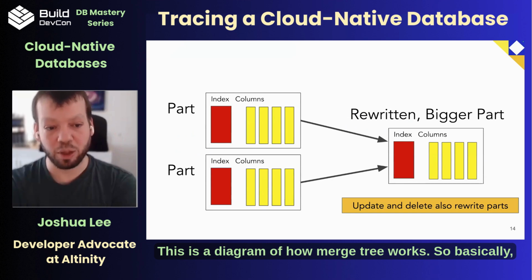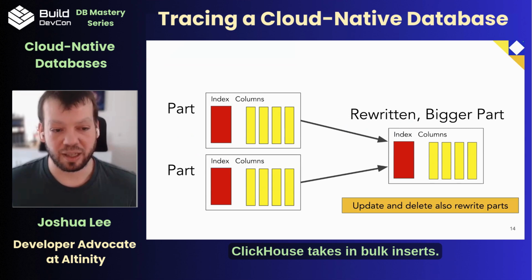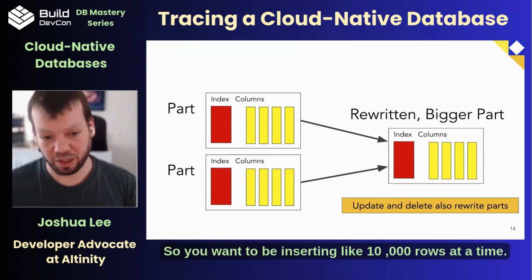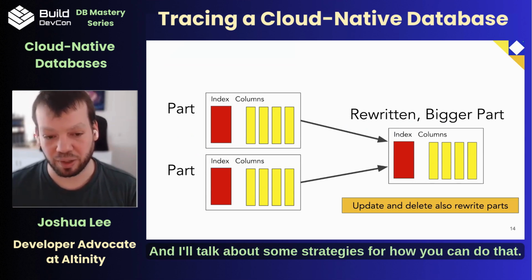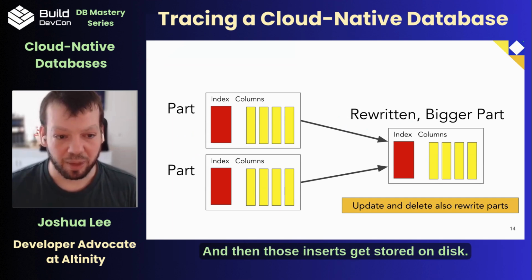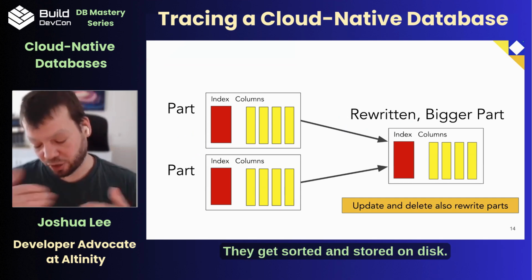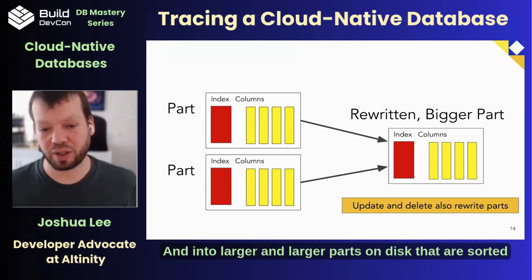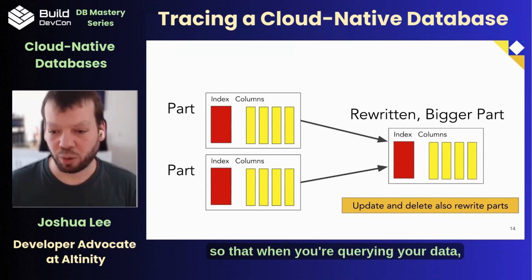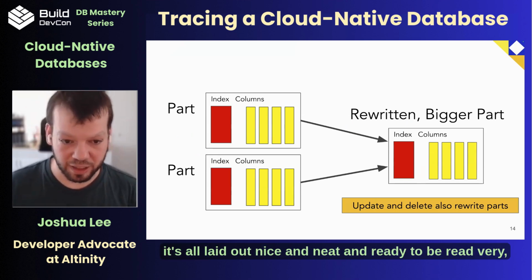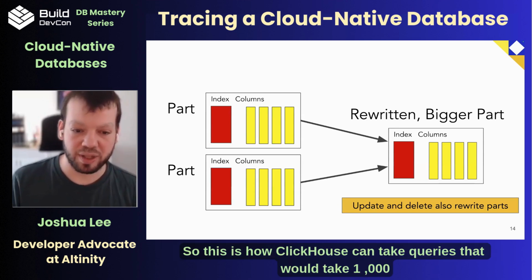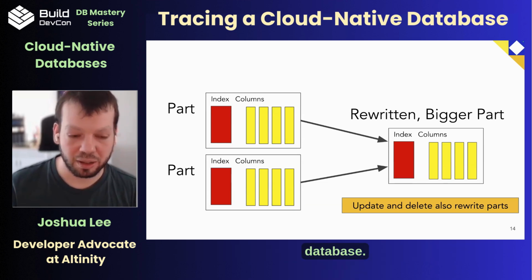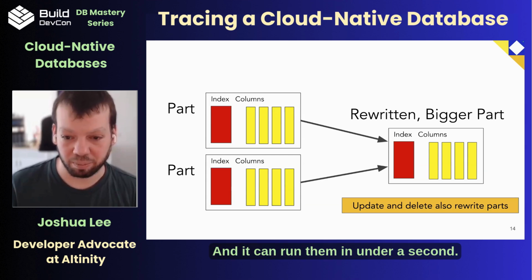This is a diagram of how merge tree works. So basically, ClickHouse takes in bulk inserts. You want to be inserting like 10,000 rows at a time, and I'll talk about some strategies for how you can do that. Those inserts get sorted and stored on disk. And then in the background, they get merged into larger and larger sorted parts on disk so that when you're querying your data, it's all laid out nice and neat and ready to be read very, very quickly. So this is how ClickHouse can take queries that would take 1,000 or more seconds on a traditional OLTP database, and run them in under a second.